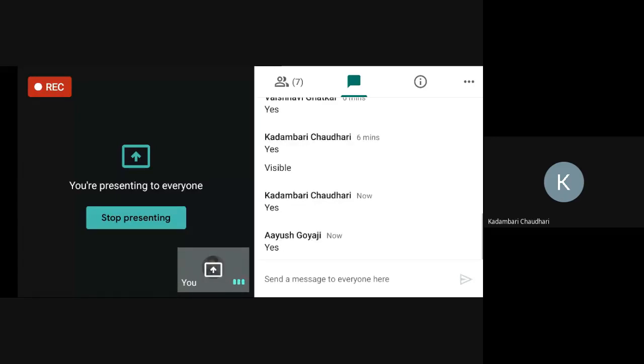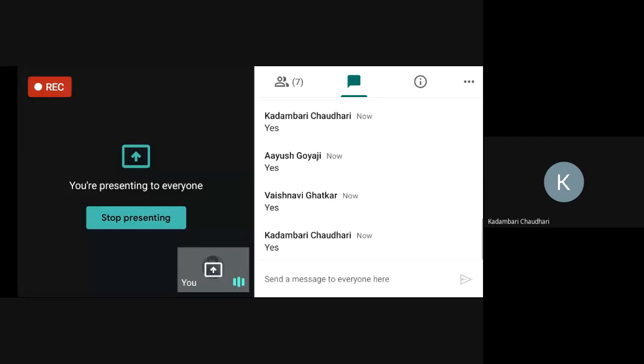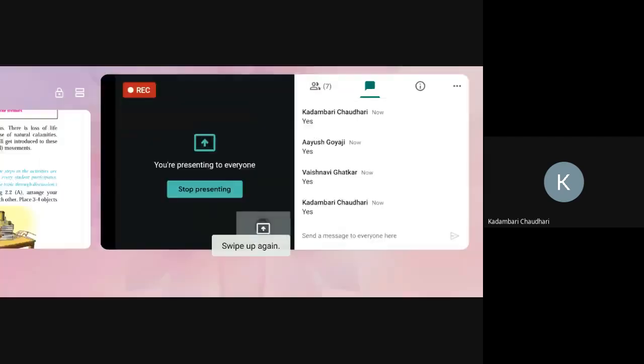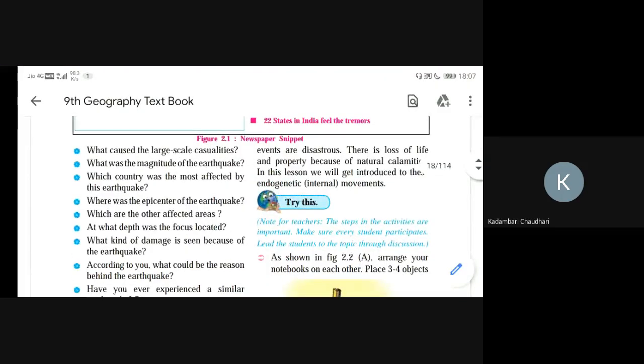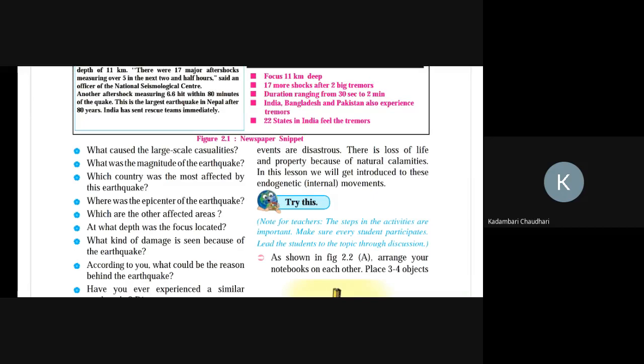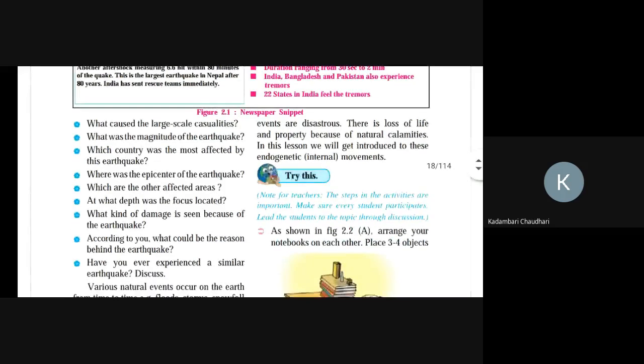Okay, so I hope you are clear about this news. This news article is about the earthquake that took place in Nepal. Now see what we have to discuss here. What caused large scale casualties? It is an earthquake, basically. What was the magnitude of the earthquake? The magnitude was 7.9 on the Richter scale.